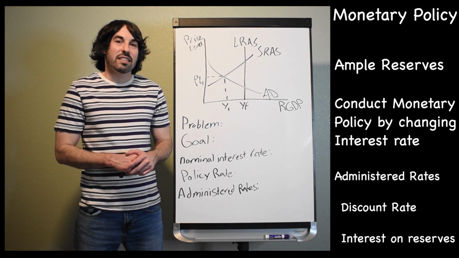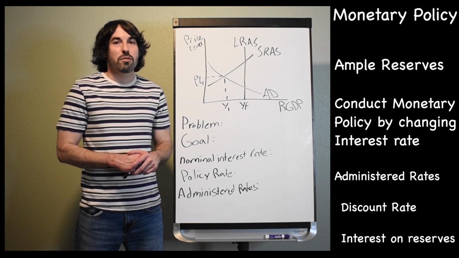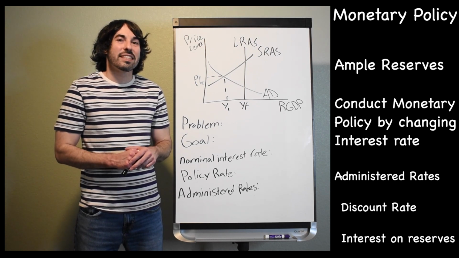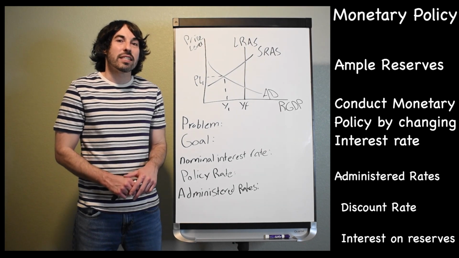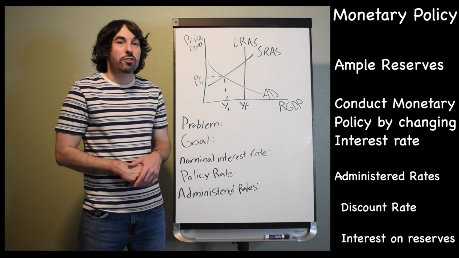Remember, the discount rate is the interest rate that the Federal Reserve charges commercial banks to borrow money from the Fed. The interest on reserves is the interest rate that they offer to banks when they leave their reserves, or their money, in an account at the Federal Reserve.